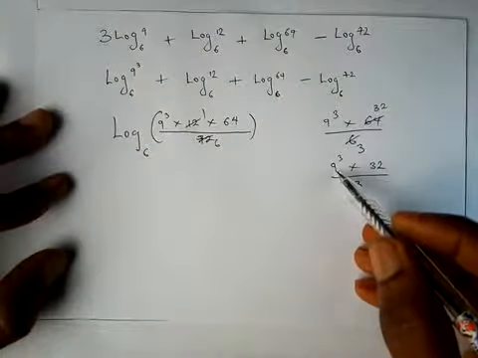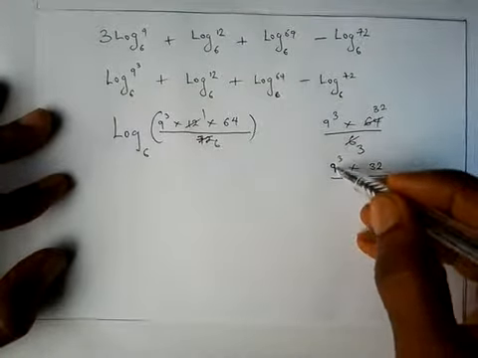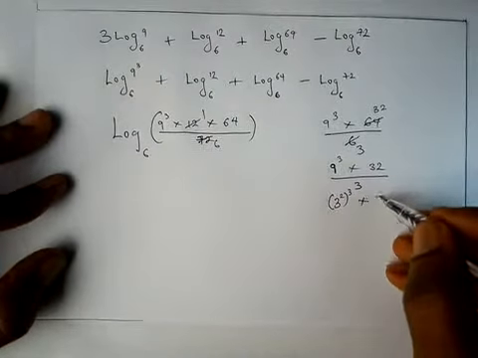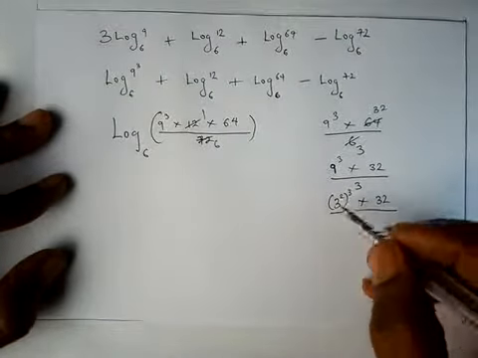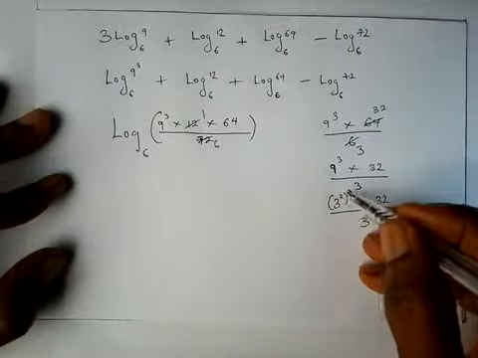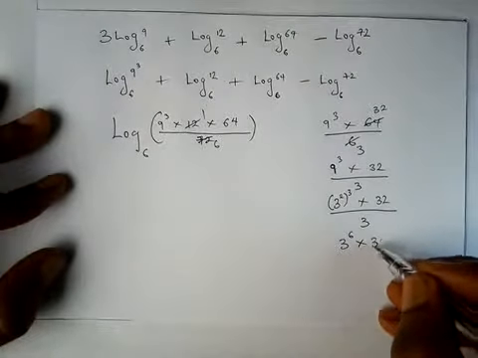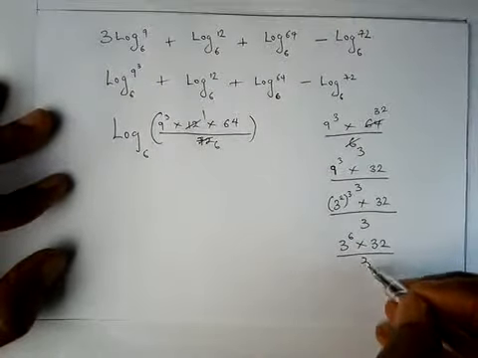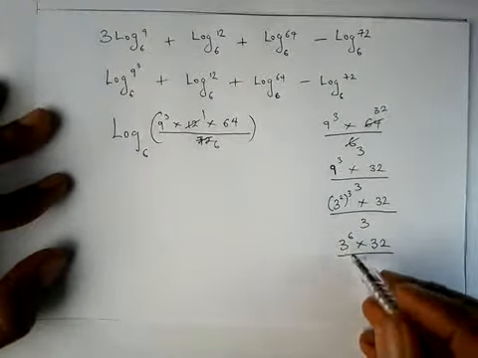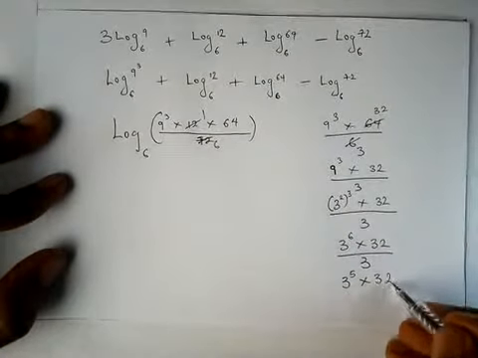Now 9 is 3 raised to power 2, right? So we can write this as 3 raised to power 2, all raised to power 3, times 32 over 3. With indices, we multiply the powers: 3 raised to power 6 times 32 over 3. Now, canceling, this 3 has to cancel one of these 3's here. So if we cancel, we'll be left with 3 raised to power 5 times 32.